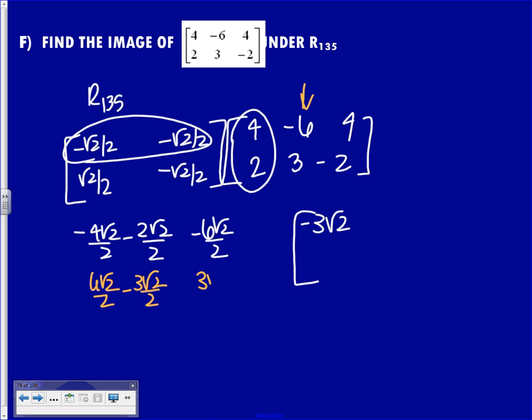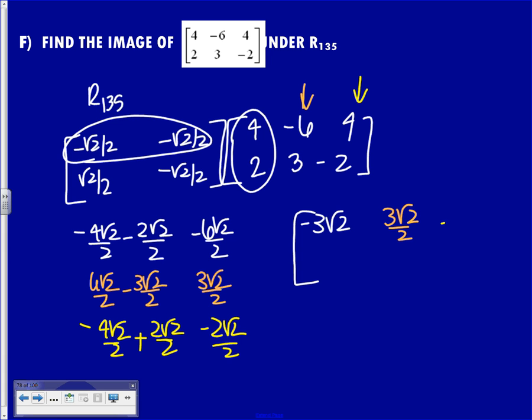6 minus 3 is 3 square roots of 2 over 2, and that does not reduce. So that will be my final answer there. Moving over to my last column, I'm going to get -4 square roots of 2 over 2 plus 2 square roots of 2 over 2. -4 plus 2 is -2 square roots of 2 over 2, which reduces to just √2.